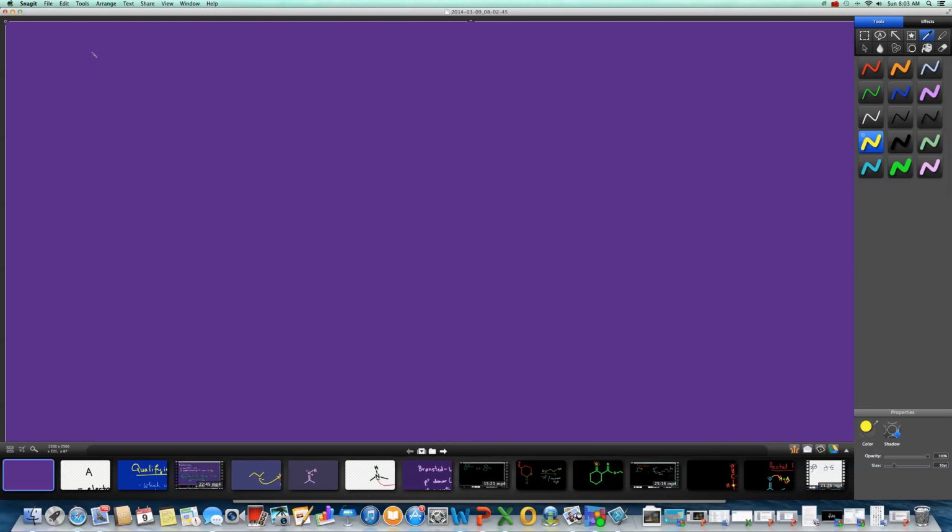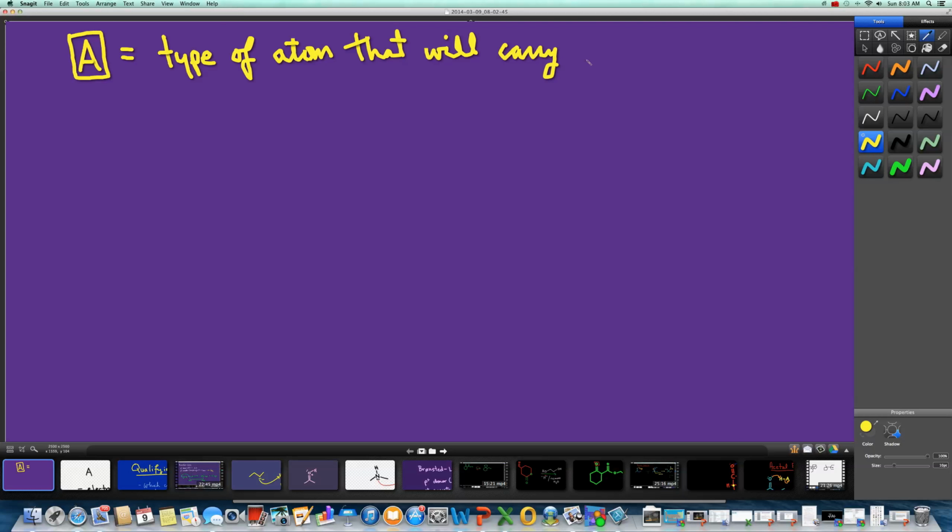Okay, so let's talk about the A in ARIO. A in ARIO is going to refer to the type of atom that will carry the formal charge. And the formal charge that we're going to form, of course, is going to be a negative charge.